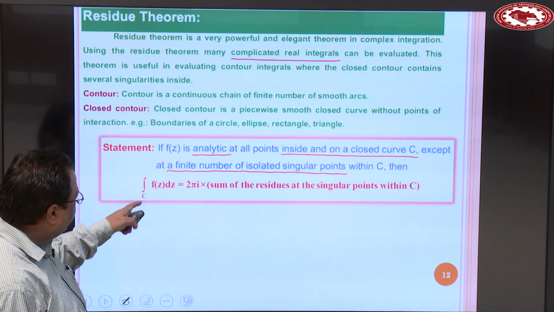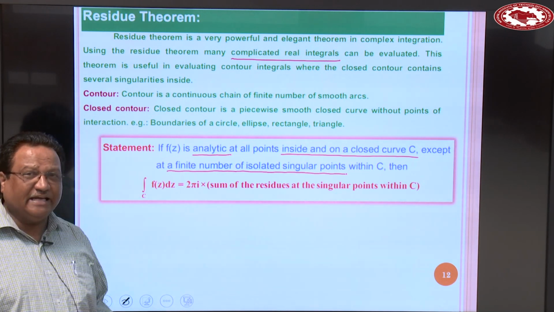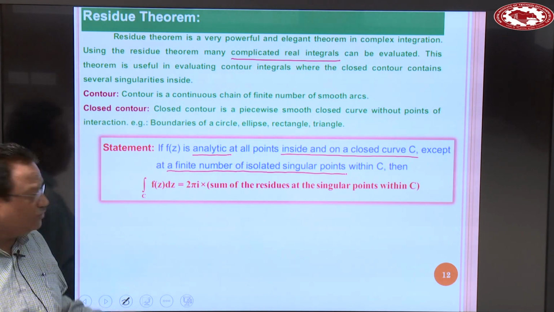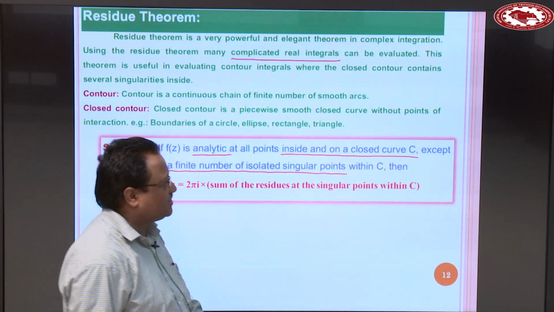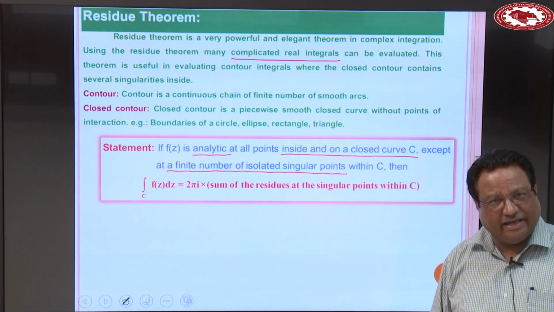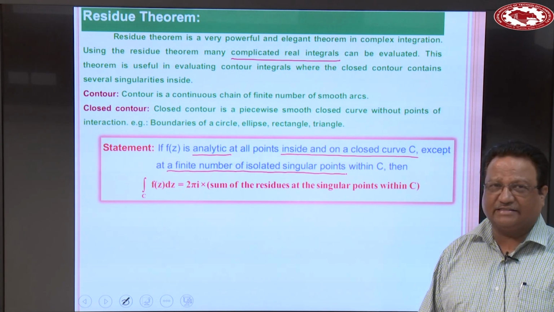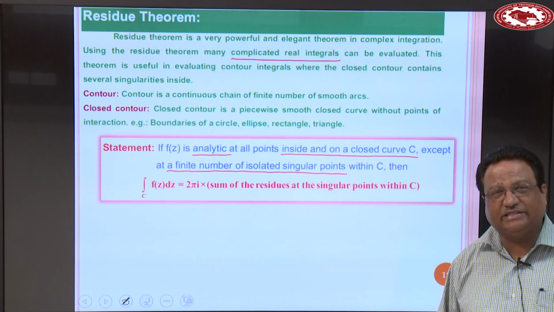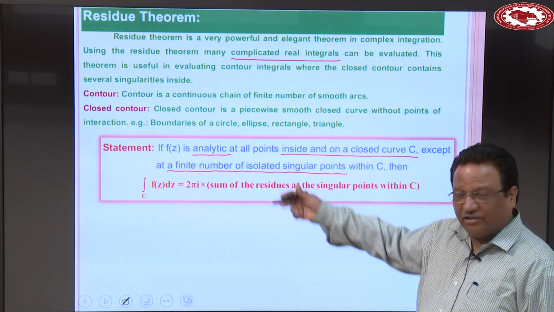Then the integral over C of f(z) dz is equal to 2πi times the sum of the residues at the singular points within C. Suppose z = a is a singular point, z = b is one more singular point, and z = c is another singular point. Then how can we apply this theorem?